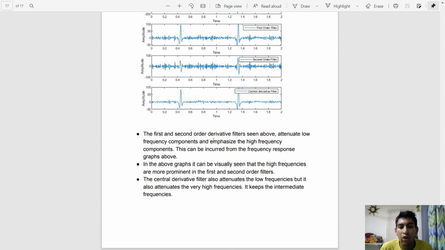The first and the second order derivative filters seen above eliminate low frequency components and emphasize the high frequency components. This can be inferred from the frequency response graph above that I just showed you. In the above graphs, it can be visually seen that the higher frequencies are more prominent in the first and second order filters. The central derivative filter also attenuates the low frequencies, but it also attenuates the very high frequencies. It lets the intermediate frequencies pass.